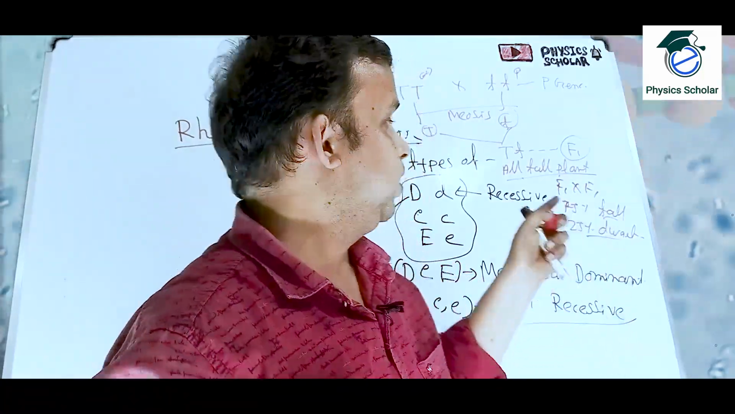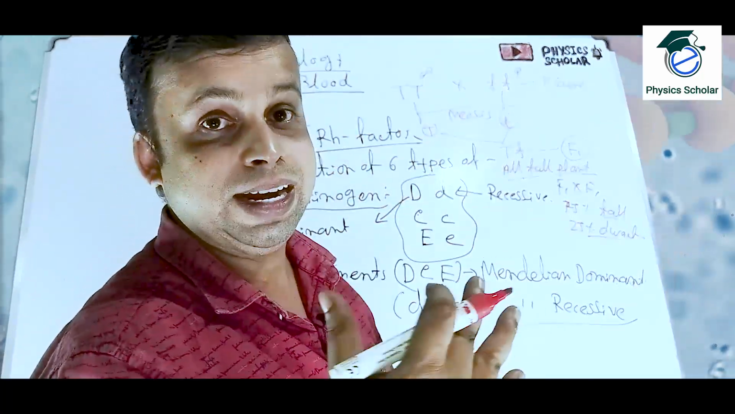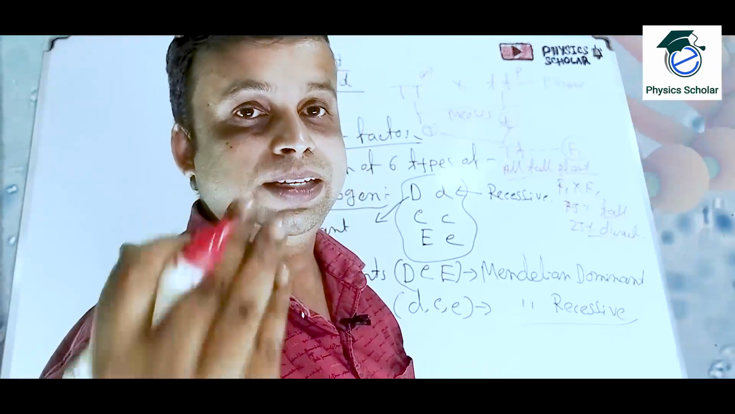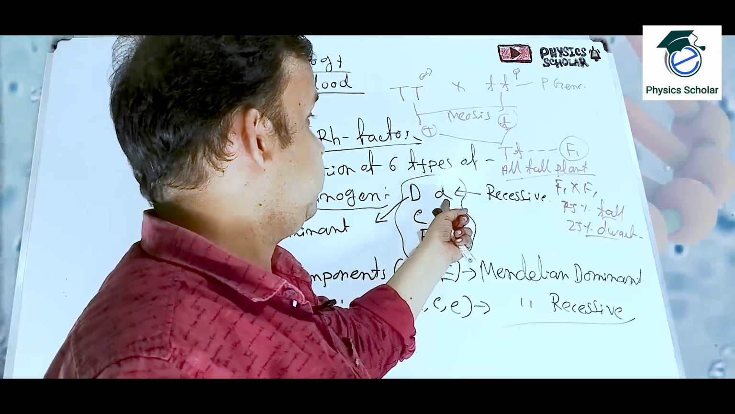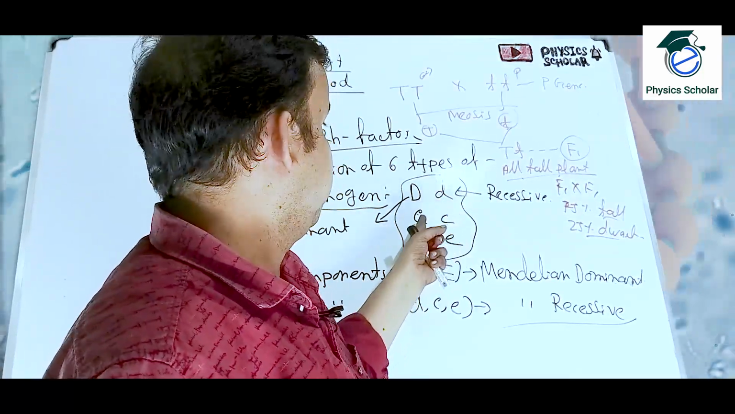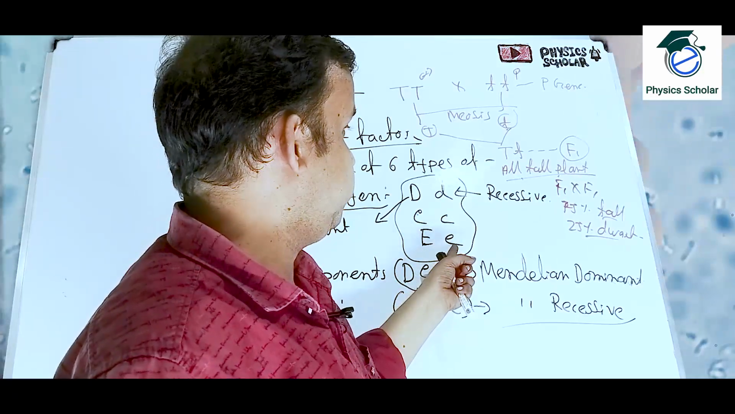Don't worry about that, in the chapter. Here it is the same thing. The dominant characters are expressed in capital letters, and the recessive characters are expressed with the same letter but in small. Capital D is dominant and small d is recessive. Capital C is dominant, small c is recessive. Capital E is dominant but small e is recessive.